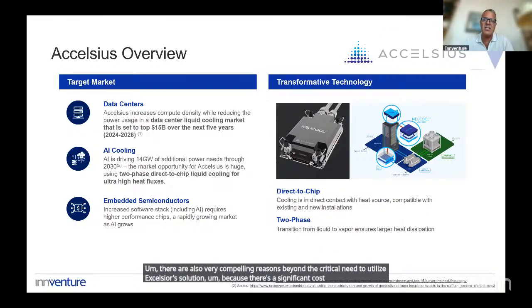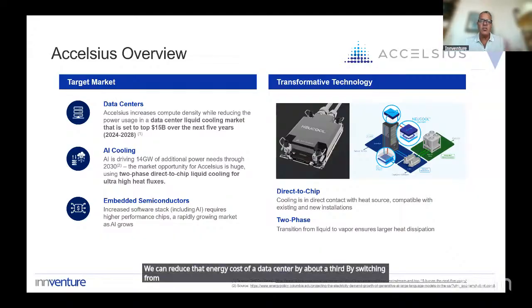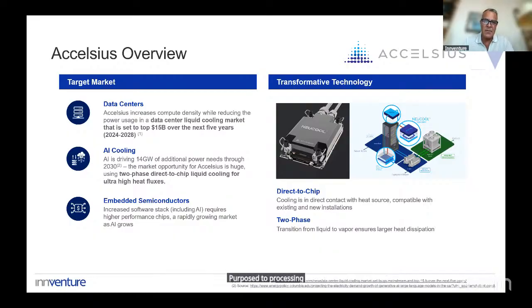Right now, data centers spend a significant amount of money just to cool the data centers. We can reduce that energy cost of a data center by about a third by switching from air conditioning to two-phase cooling. Another way to look at it is that the money that's being spent on energy to cool can be repurposed to processing more data.